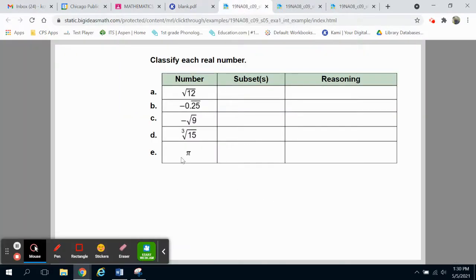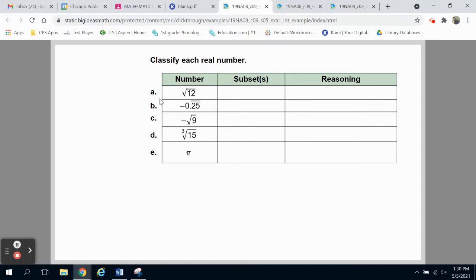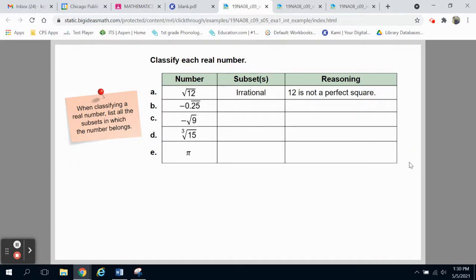So the first thing we want to do is be able to classify each type of real number. The first one, we have the square root of 12. 12 is not a perfect square, so it is irrational. If you put the square root of 12 in your calculator, you'd get a decimal that does not terminate and does not repeat. So it is irrational.